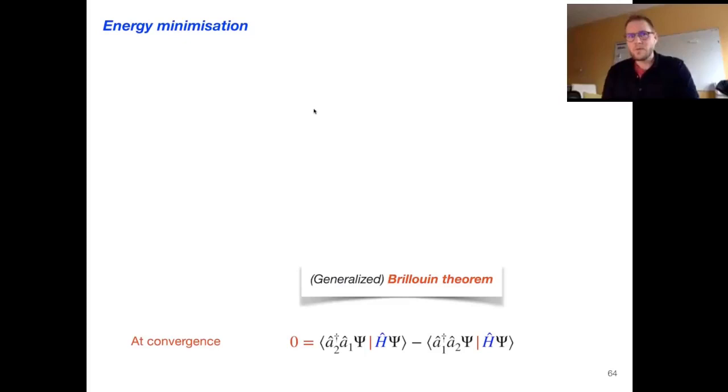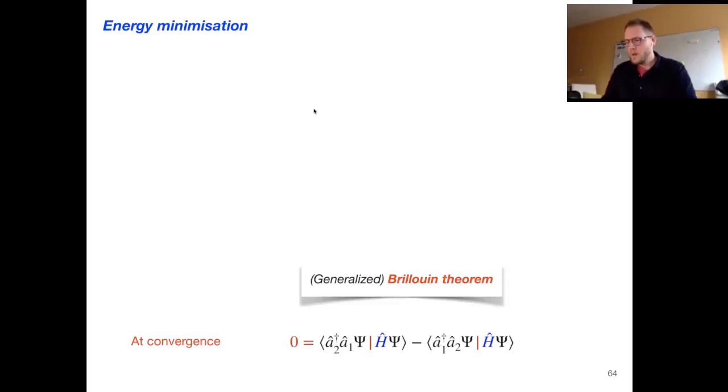So it's generalized because you see that it works also if psi is a multi-configurational wave function. So the Brillouin theorem is something much more general than what you have in Hartree-Fock. Okay, so it's a very strong property. This is the signature of the fact that you get the best orbitals in your calculation. The best means that you have minimized the energy.